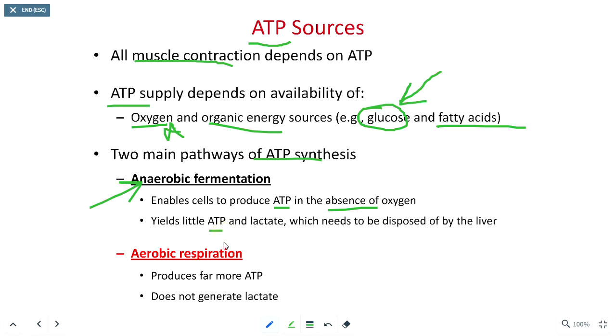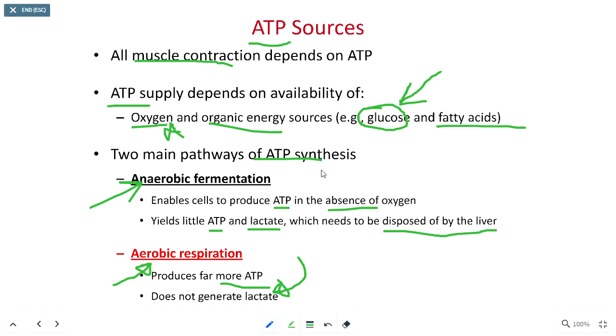There's very little ATP that's going to be made, though, and there's going to be lactic acid or lactate as a byproduct, which we need to pump into the liver to get rid of. Anaerobic respiration is less than ideal, and this is typically what you're going to be doing when you're doing endurance exercises with your muscles. We can also have aerobic respiration, and these aerobic methods of respiration produce a lot more ATP and do not generate lactate. The downside of aerobic respiration is that you typically need to have enough oxygen supplied to the muscle.